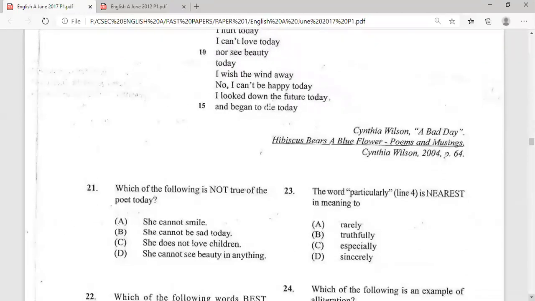So question 21, what is not true based on everything that we read? What is not true of the poet today? Well, she definitely cannot smile. She said she doesn't love children, and she did say she couldn't see beauty today. So B, she cannot be sad today, would be what is not true, because she is definitely sad today.